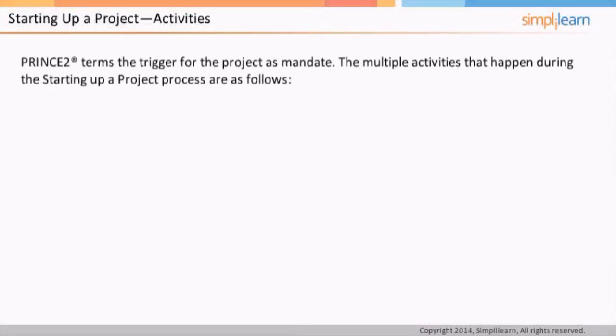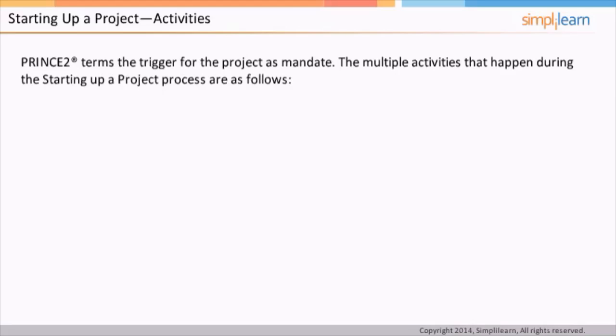PRINCE2 terms the trigger for the project as mandate. It should provide the terms of reference for the project and should contain sufficient information to identify at least the prospective executive of the project board. The mandate is refined to develop the project brief.